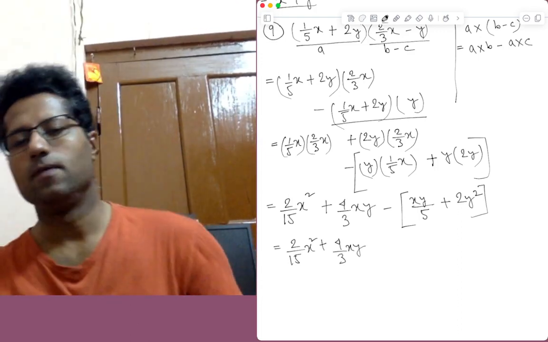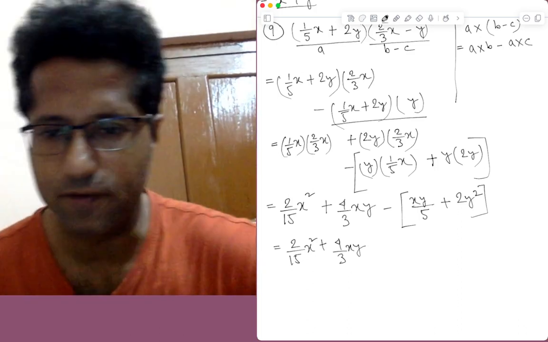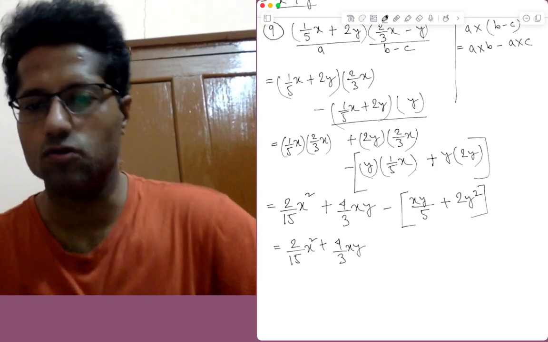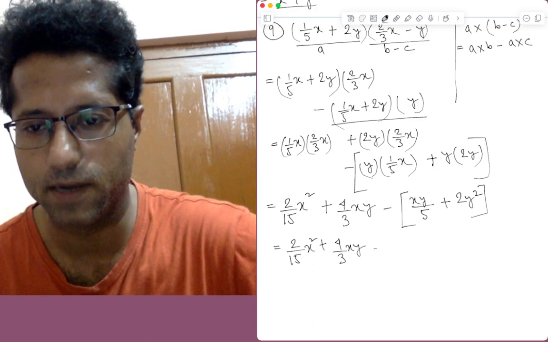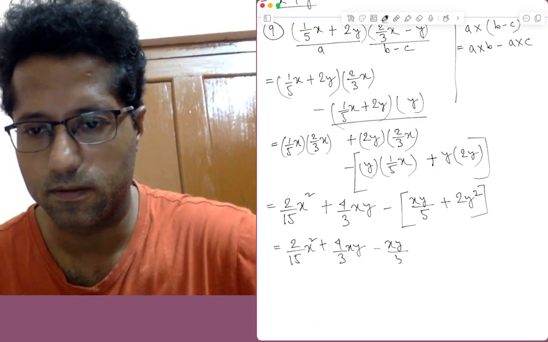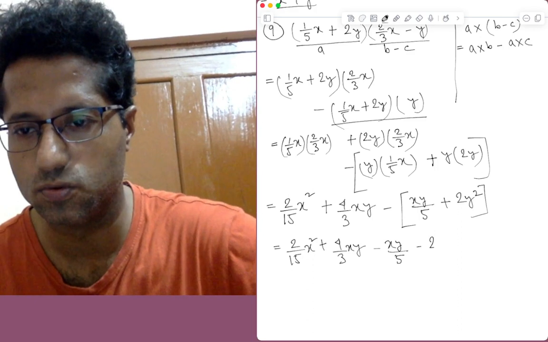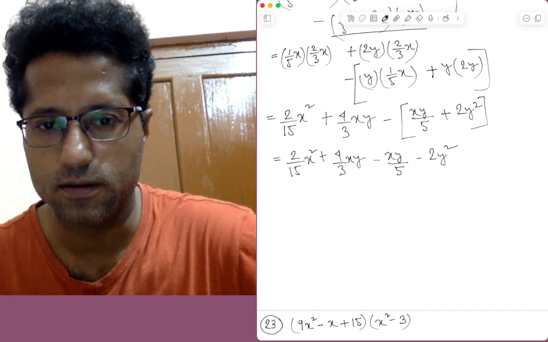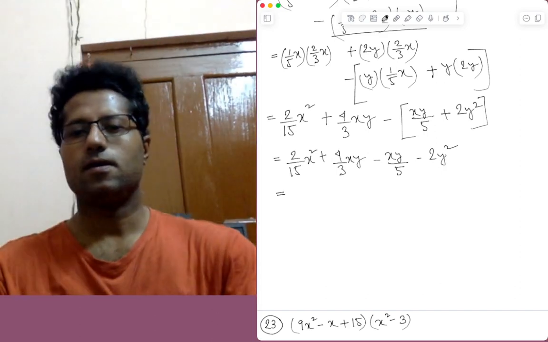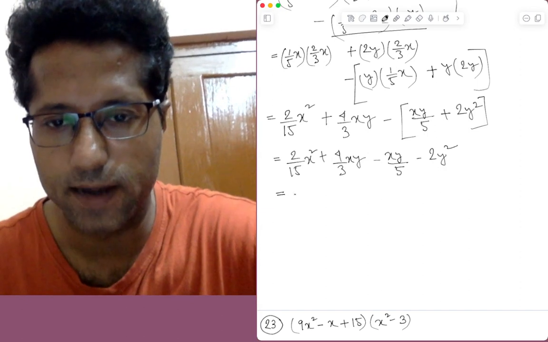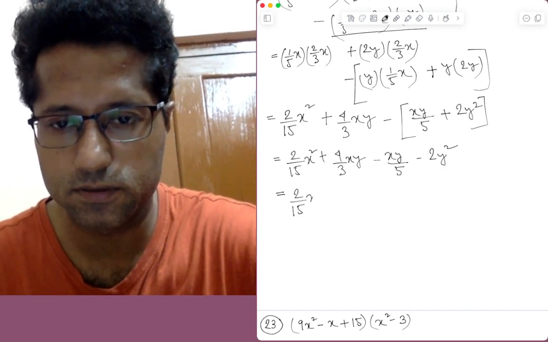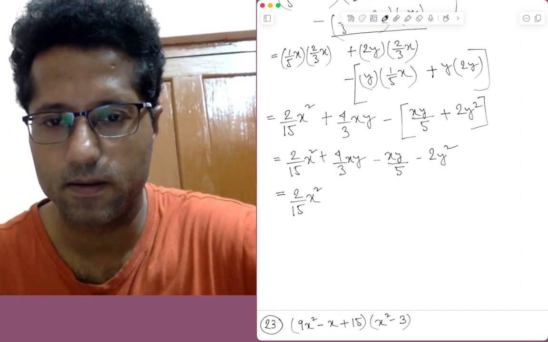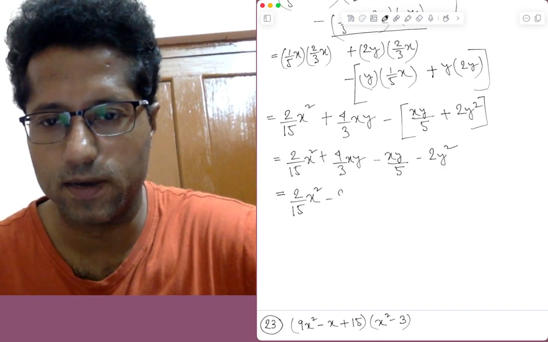Now we have a grouping symbol, and before the grouping symbol we have a negative sign, so we have to change all the signs of the terms inside the grouping symbol. So xy by 5 will become minus xy by 5, and 2y square will become minus 2y square. Now there are two like terms, 4 by 3 xy and minus xy by 5. So we have to add them and keep the unlike terms unchanged. So we have 2 by 15 x square and minus 2y square.